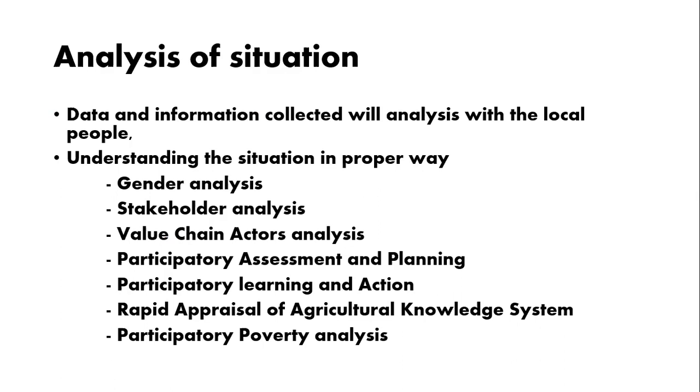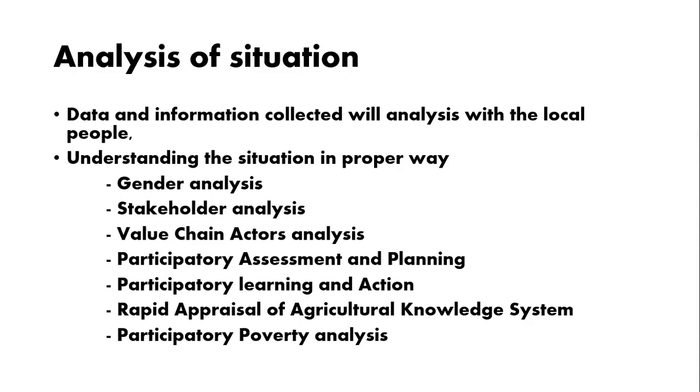We have to analyze. That understanding is given by different analyses, with normal data analysis, normal statistical analysis. Other than that, we have social data analysis tools like gender analysis, stakeholder analysis, value chain actor analysis, participatory assessment and planning, participatory learning and action, rapid appraisal of agricultural knowledge systems, and participatory poverty analysis. These are the different tools you can use in social system analysis.